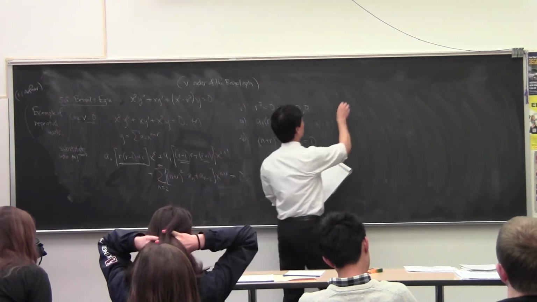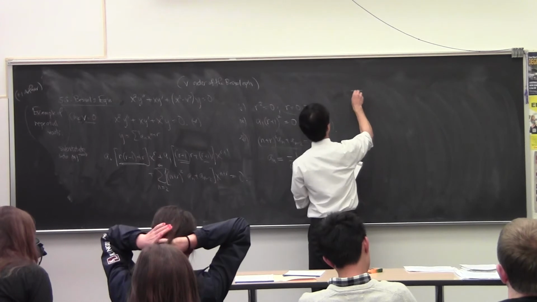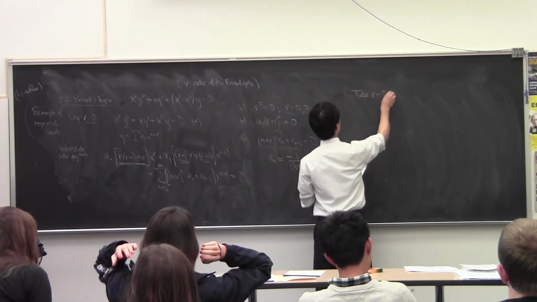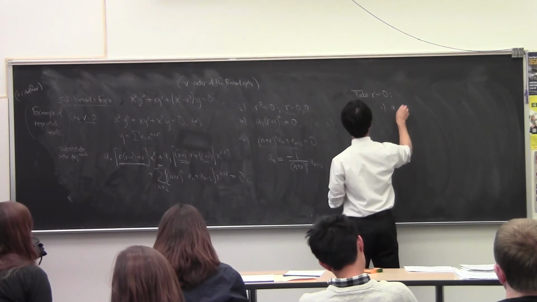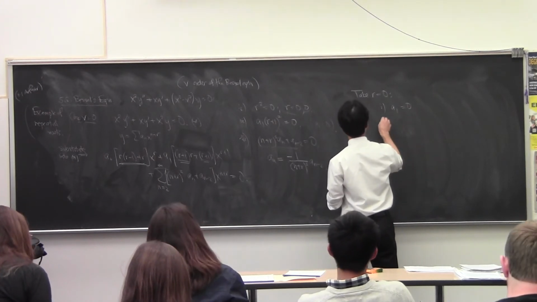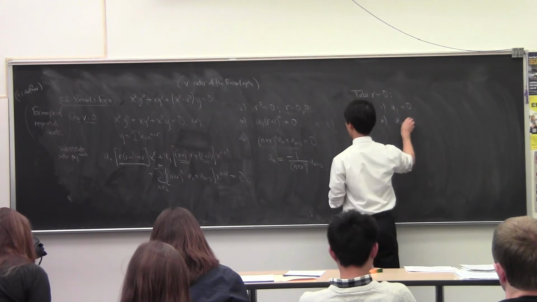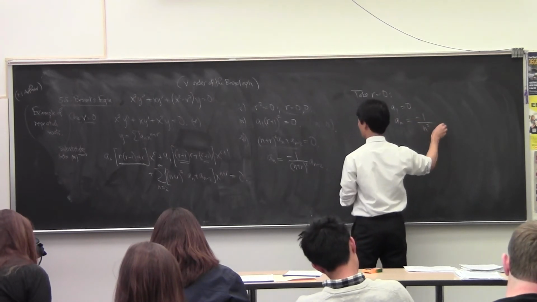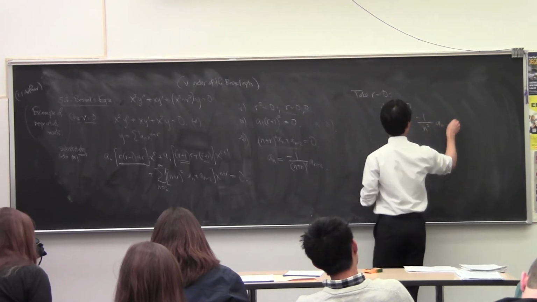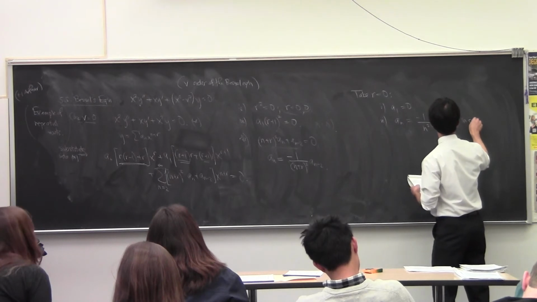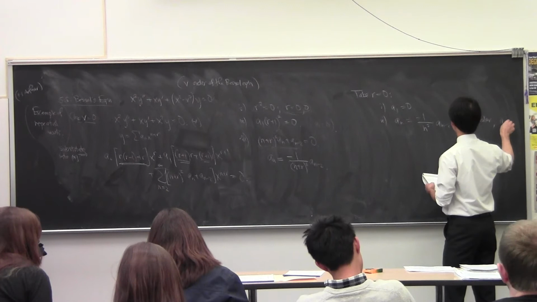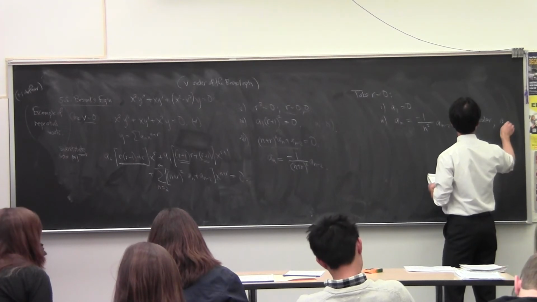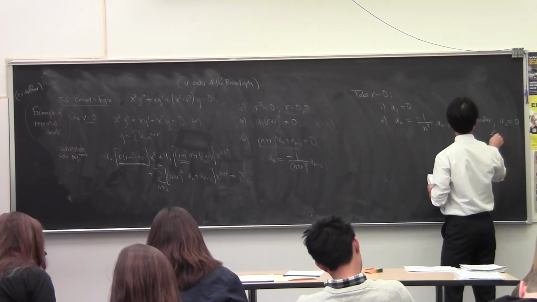So if we take r equals 0, then we know that a1 has got to be 0. We know that a sub n is -1 over n squared times a sub n minus 2. In particular, a sub n is 0 for n odd.